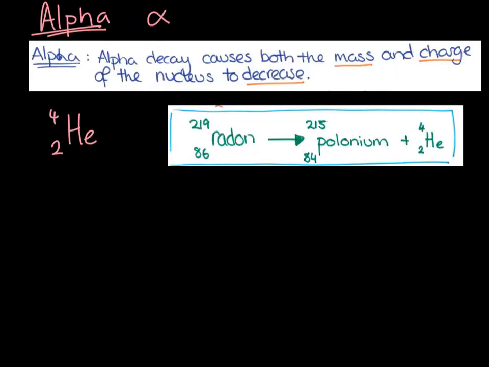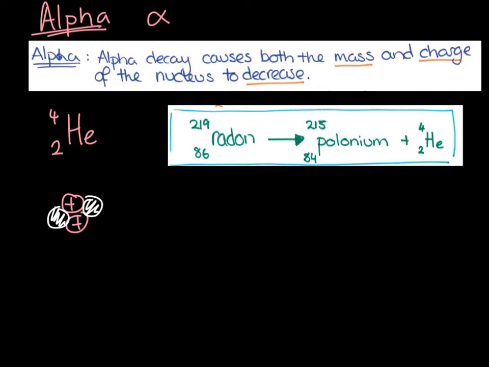So if we look at alpha decay, first of all, we remember that an alpha particle consists of 2 protons and 2 neutrons. And that's the same as a helium nucleus. And because these are being ejected from the nucleus, that means that when a nucleus undergoes alpha decay, it causes the mass of the nucleus to decrease and the charge of the nucleus to decrease. So the mass decreases by 4 and the charge decreases by 2.